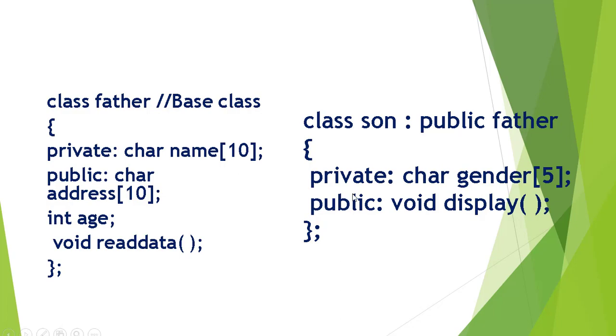So in the class Son, we have a private variable gender and a public void display. So two access specifiers are there, with a variable and a member function, and then you close the derived class and put a semicolon. So this is the base class and this is the derived class. We are not writing the entire program, only a part of it. Here we have mentioned the base class and here the derived class.